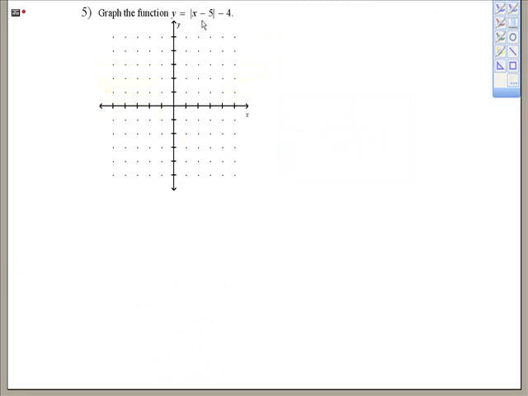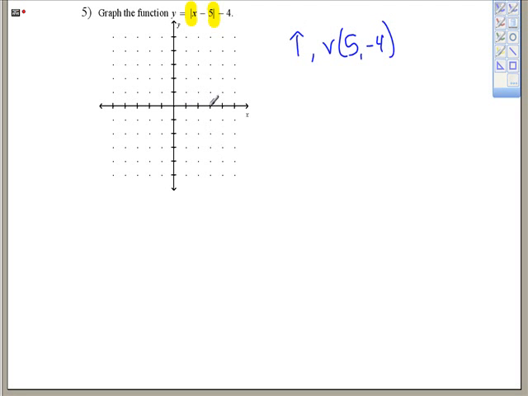y equals absolute value of x minus 5, and then -4. I got way too many lines on this one. We should recognize right away that what we're graphing is not a line. We're actually graphing an absolute value which should have a V shape. Which way is this V going to open? Up. And what's the vertex of the V? 5, -4.